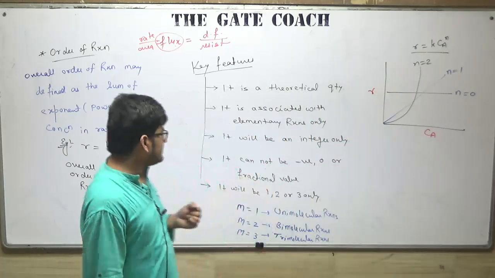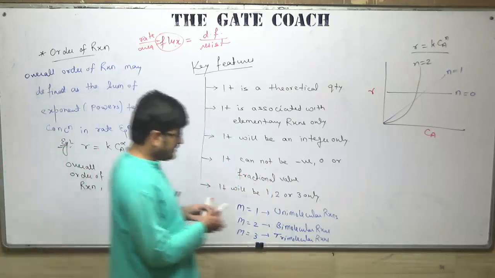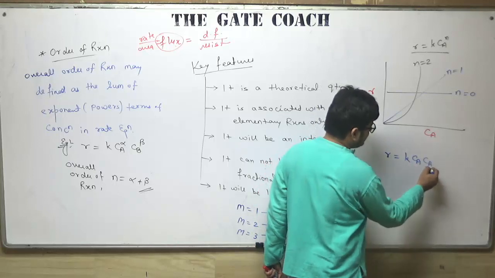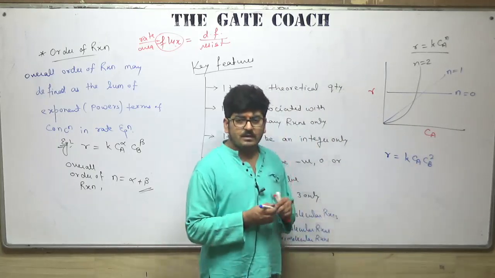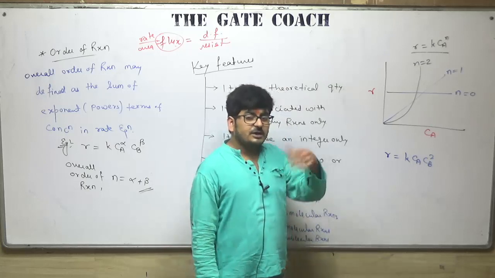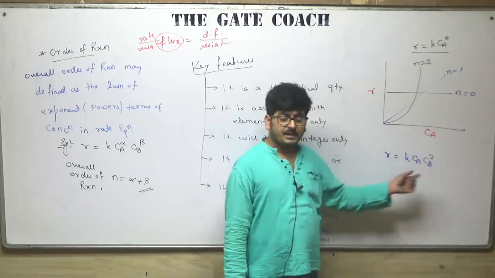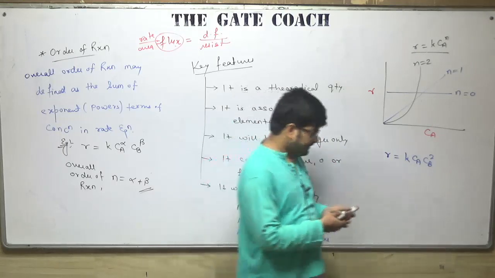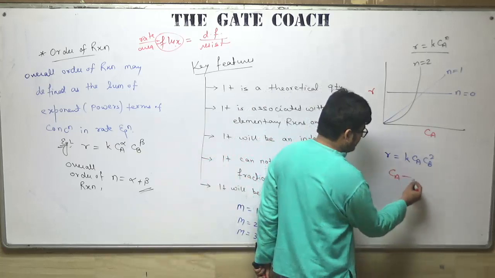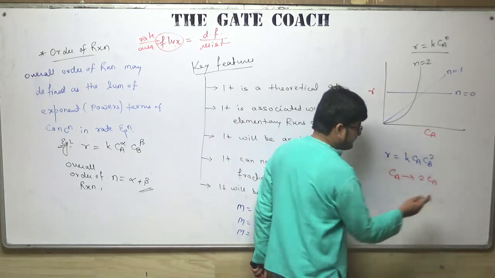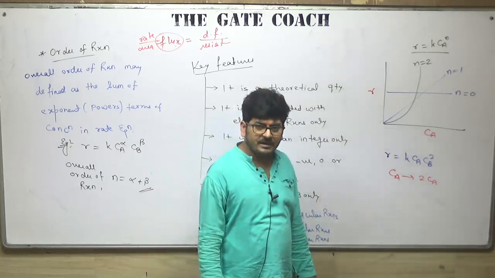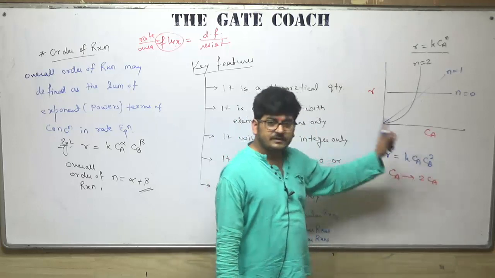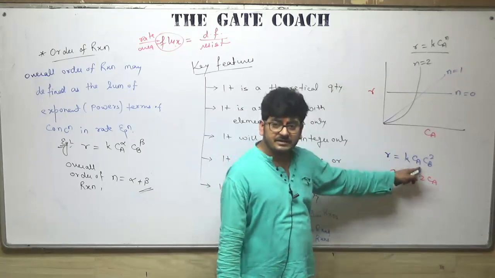For any chemical reaction, suppose we have R equal to K Ca Cb square. It means, just try to understand, overall order is 3. If you change the concentration of A from Ca to 2Ca, means if you double the concentration of A, then rate of reaction will be doubled, as Ca power is 1. R is changing linearly with A.